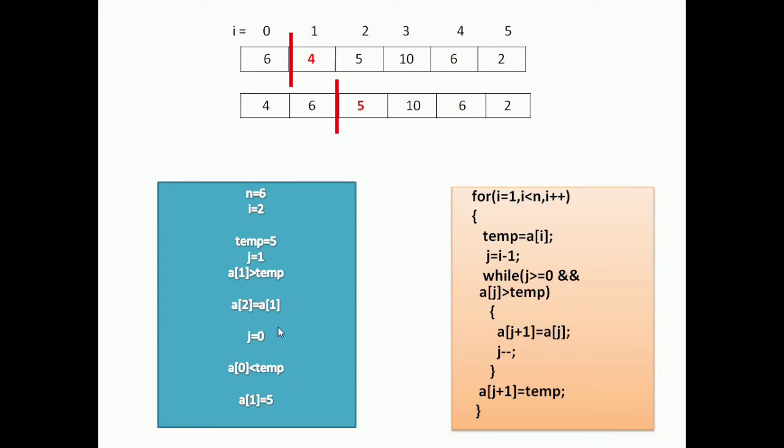Again we check the loop. We know that j is greater than or equal to 0, which is true, but a of j is not greater than temp. 4 is not greater than 5. So we do not enter this loop and we basically assign the value of temp to a of j plus 1. So a new a of 1 will become equal to 5, and hence we get this as a new array. So we have 4, 5 and 6, and the loop continues for i equal to 3, i equal to 4 and i equal to 5. The algorithm continues similarly until all values are sorted.